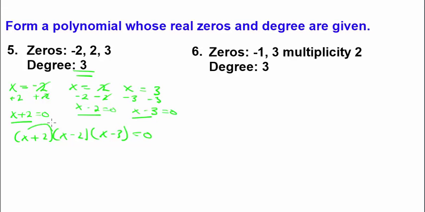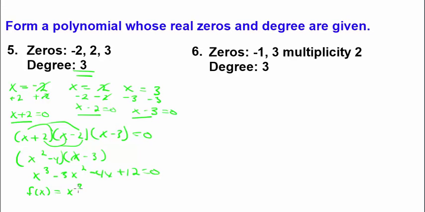So I'm going to FOIL the first two. After I FOIL it all out, I will then get x squared minus 4. And then I still need to multiply by x minus 3, which will give me x to the third minus 3x squared minus 4x, and then finally plus 12, and this is equal to 0. Finally, we'll write it in function notation, so it's f of x is equal to x cubed minus 3x squared minus 4x plus 12, and that is my polynomial function.